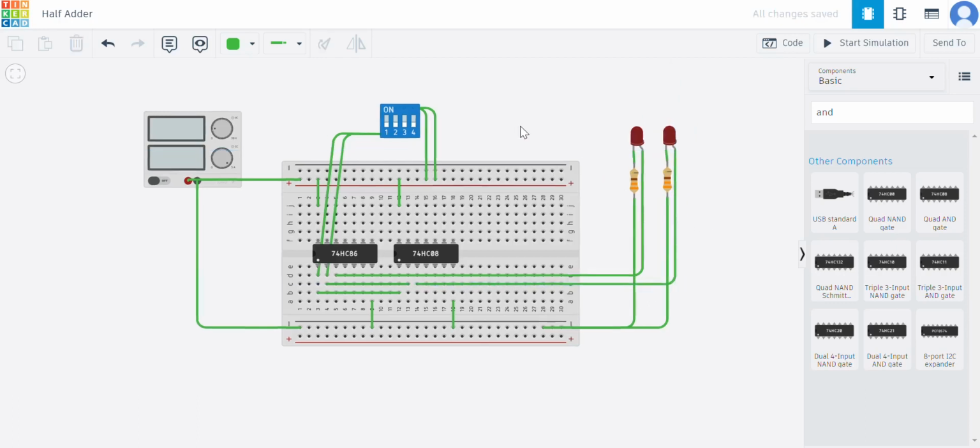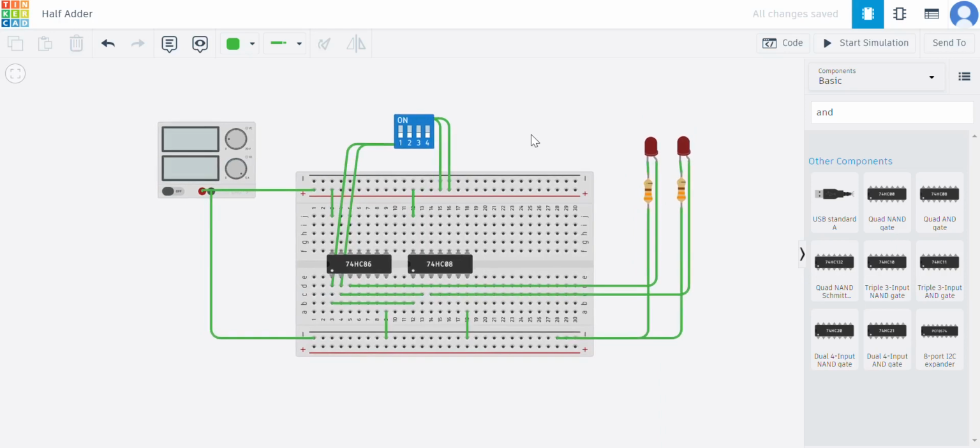So basically our half adder is ready, and now we can name it. Here we take sum and here carry. So we can start the simulation. If there is some error, we would resolve it, or else what we have made is our half adder.